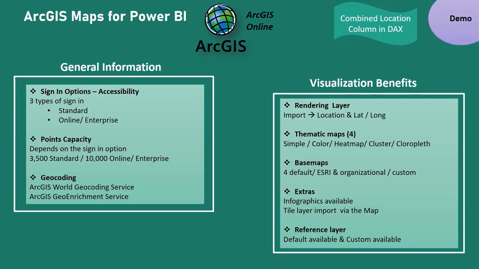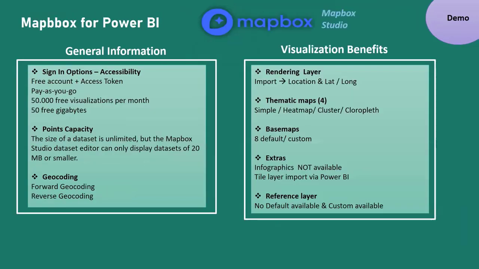So Mapbox, the main editor of Mapbox is Mapbox Studio. We can create a free account with an access token. We can create a pay-as-you-go plan that gives us 50,000 free visualizations per month and 50 free gigabytes. It's very generous for a free account. And Mapbox works very nicely with big data, and it has a very nice editor. We can create 3D maps. It has a very nice response of zoom in, zoom out. Okay, it doesn't have all this library of ArcGIS, but it gives other types of capabilities.